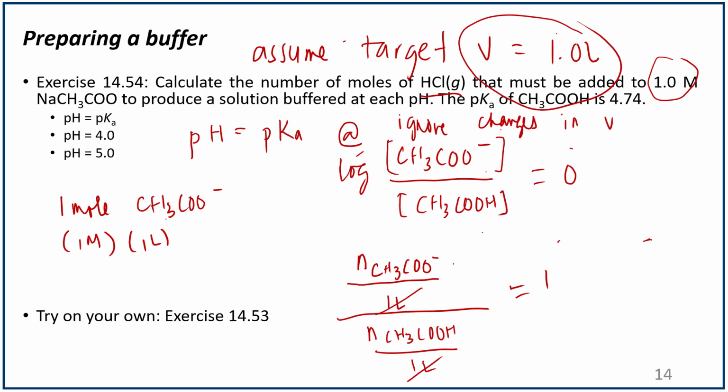Now I can cancel out 1 liter because it appears in both the numerator and the denominator. In the end, what I will get is that the moles of CH3COO minus should be equal to the moles of CH3COOH, acetic acid, in solution. So again, what this means is that the moles of sodium acetate left as a consequence of hydrochloric acid, in its gaseous form hydrogen chloride, reacting with acetate ions should be equal to the number of moles of acetic acid that will be formed.